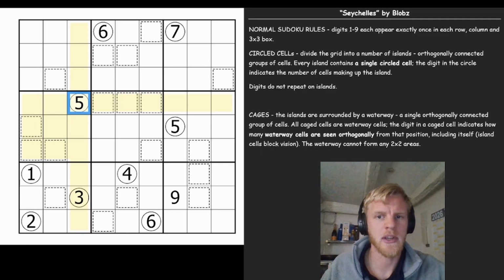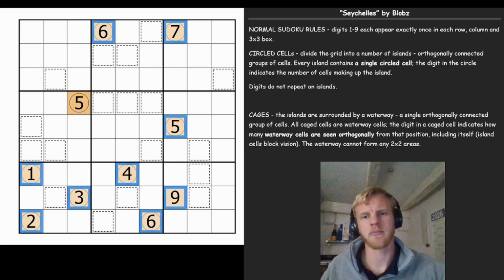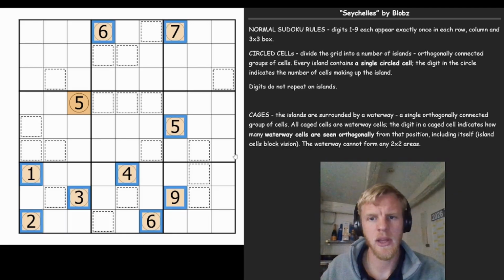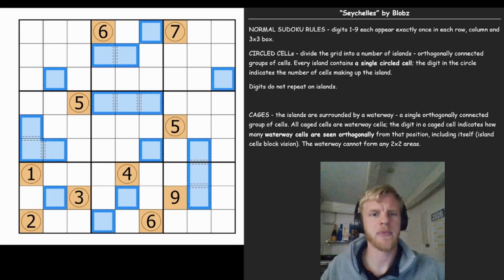First thing I'm going to do is color in the islands. Every island contains a single circled cell. That means let's take orange for the islands, and the waterway is all the caged digits, so let's make them blue, like this.